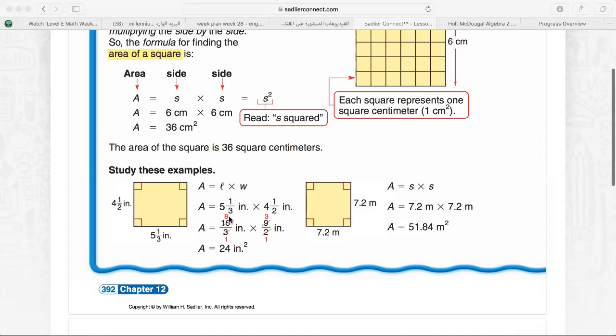How do I multiply mixed numbers? I change the mixed number to improper fraction. 5 multiplied by 3 is 15 plus 1 is 16. 16 over 3, multiplied by 4 1/2. 4 1/2 is a mixed number, so I want to change it to improper, because when multiplying mixed numbers, I have to change them first to improper. 4 multiplied by 2 is 8 plus 1 is 9. So 9 over 2.